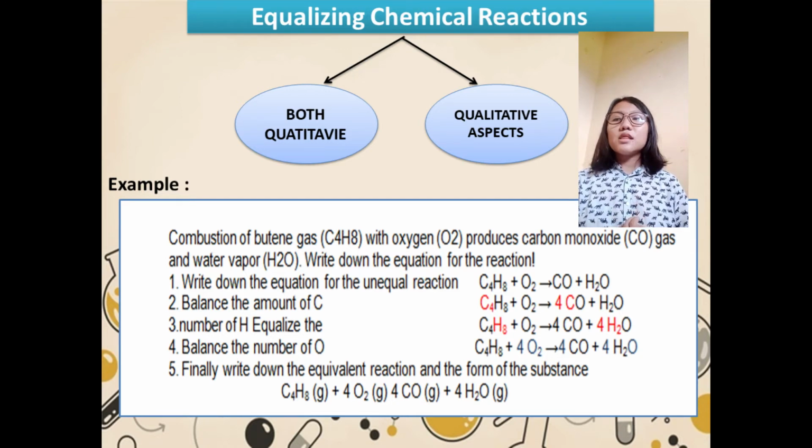4. Balance the number of O: C4H8 plus 4O2 produces 4CO plus 4H2O. 5. Finally, write down the balanced reaction and the form of the substances: C4H8 plus 4O2 produces 4CO plus 4H2O.